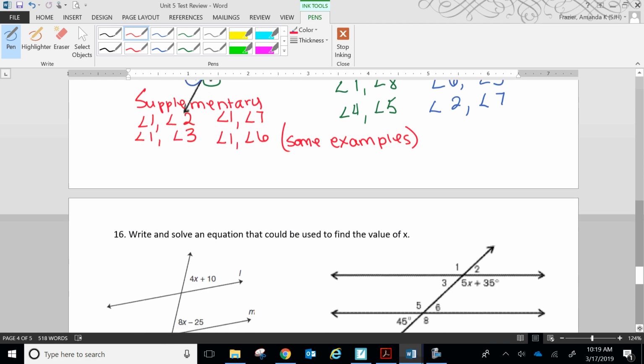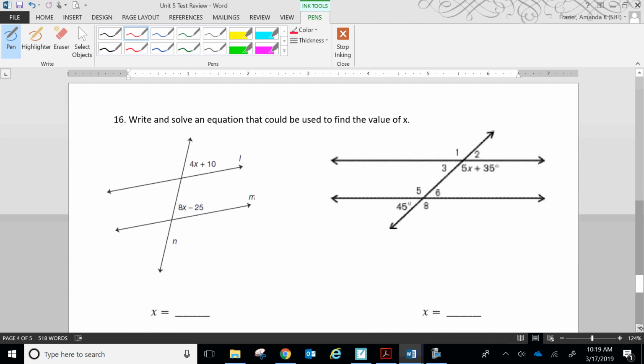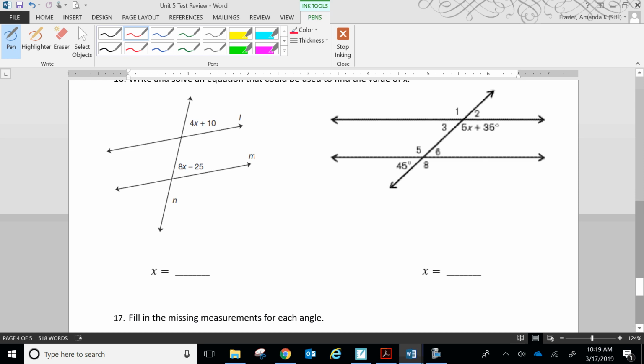Okay, number 16. Write and solve an equation that can be used to find the value of x. Okay, so I want to write my equation. Looking at this angle and this angle, I can see that these two angles are equal to each other. They're the same size. So 4x plus 10 equals 8x minus 25. I'm going to circle my x's, and I'm going to put squares around my constants to help me organize my information. So I want to solve for x.